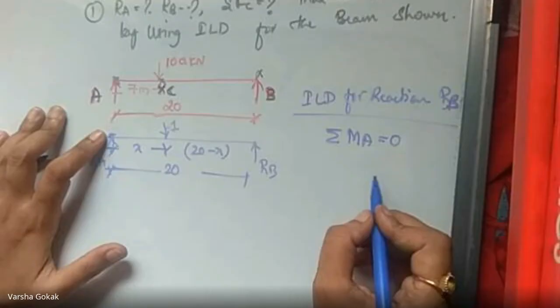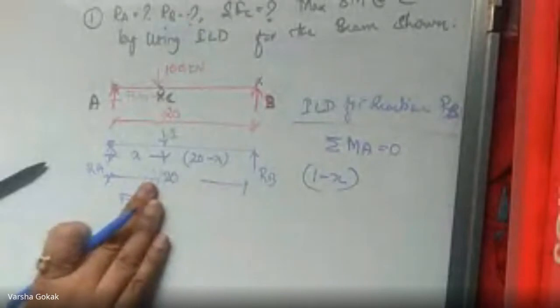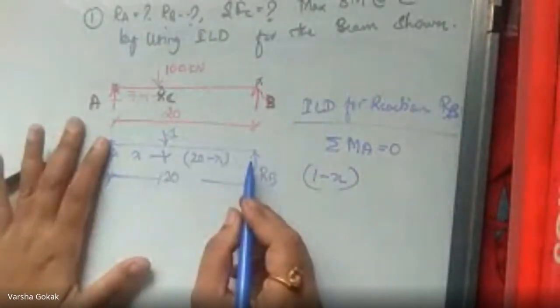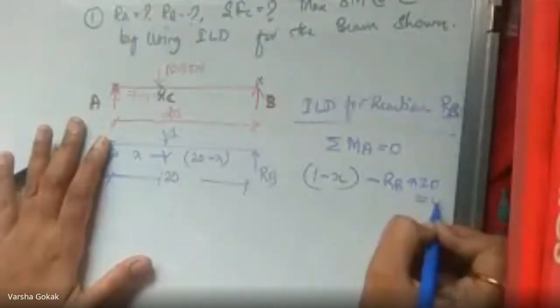1 into x. 1 into x with a plus sign or minus sign? Minus. Yes, next. 1 into x goes like this, clockwise. Plus 1 into x and what? Minus RB into 20, minus RB into 20 equal to 0.